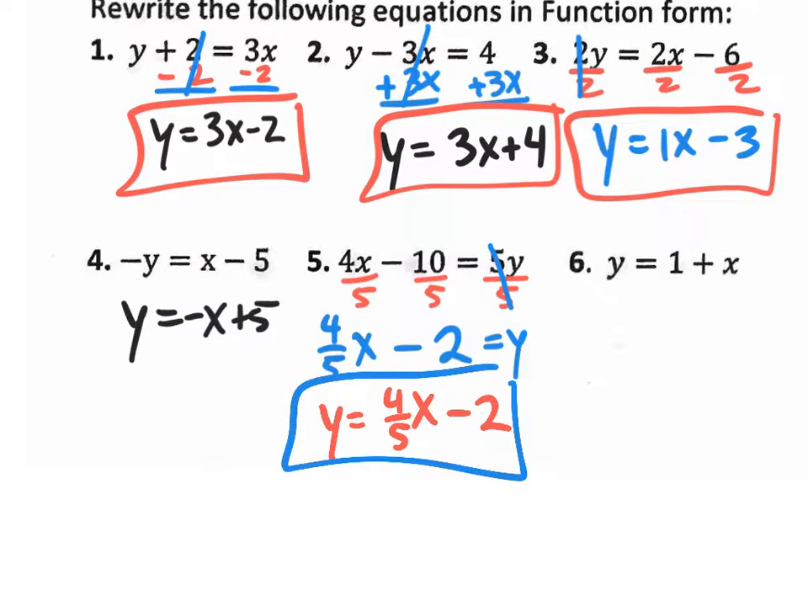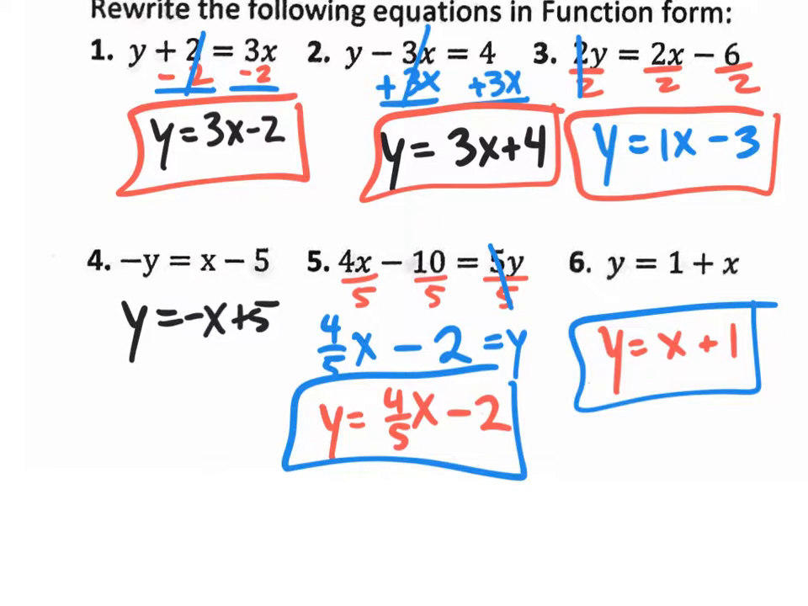The last one, I need to get it in function form. Wait a minute. It's already in function form, right? Y is already by itself. The only other thing you could do to make it look nicer is writing the x first and the +1 second. And that's function form. We need to know how to do that.